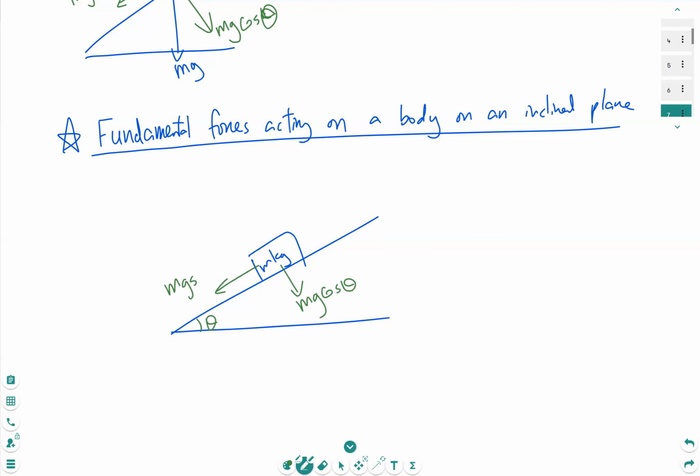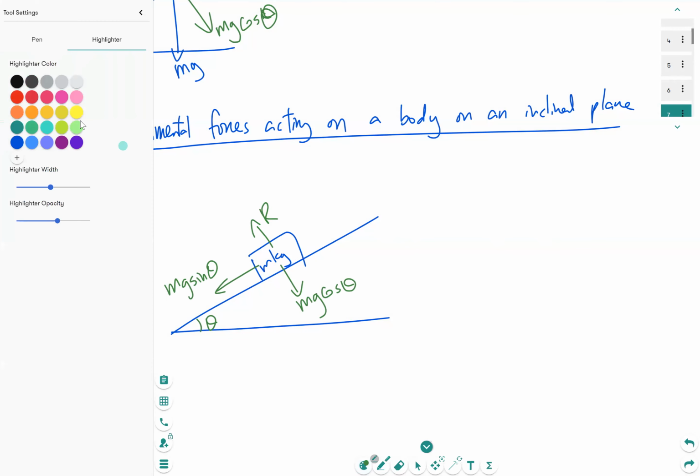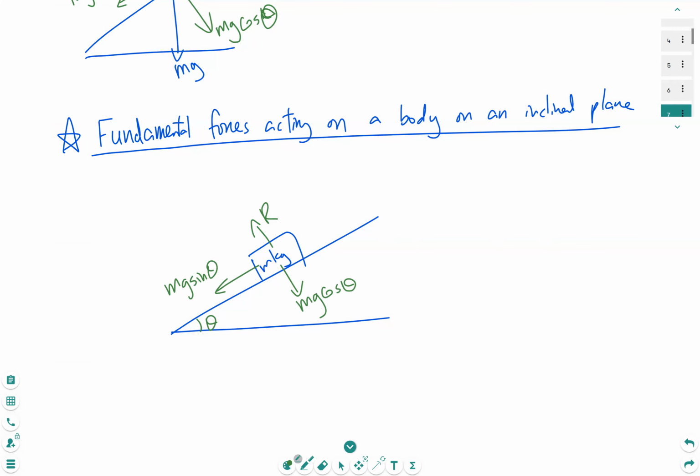Mg sine theta is always downwards because gravity is always pulling you downwards, making you roll down. It's not a nice guy, is it? And you also have a reaction against it because the floor is still providing you reaction, providing you support. So these three are the very important forces that you have to remember when you see an inclined plane. So when you see an inclined plane, these are the first three forces you're going to put in there. Same direction, always the same, right?